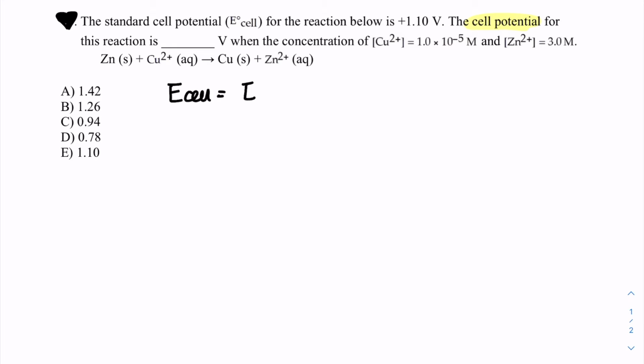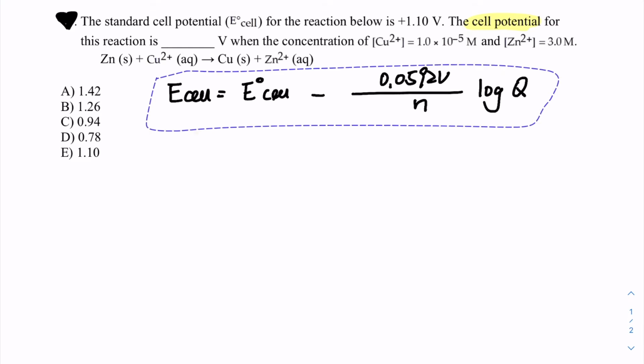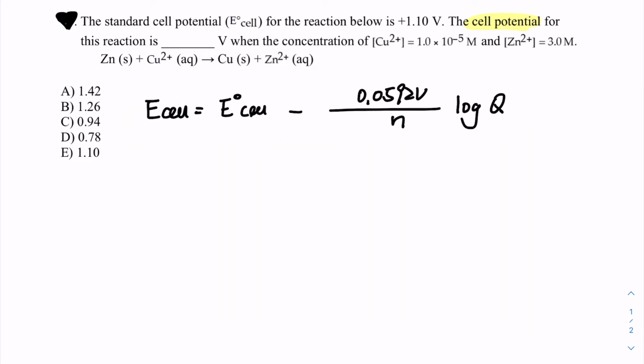E cell equals E naught cell minus 0.0592 volts divided by the number of moles of electrons involved in this redox reaction, log Q. So this is the equation itself. Now we need E naught cell, which the question is actually giving us. E naught cell for this reaction is positive 1.10 volts. So that's given. And then we just need to figure out the number of moles of electrons involved in this redox reaction and the Q itself. So let's figure those out.